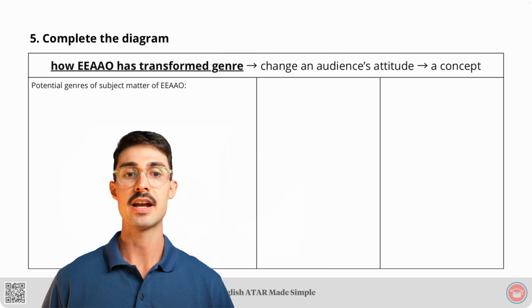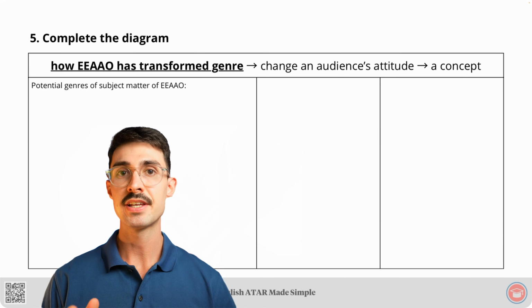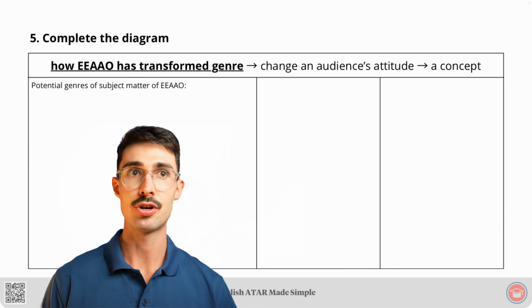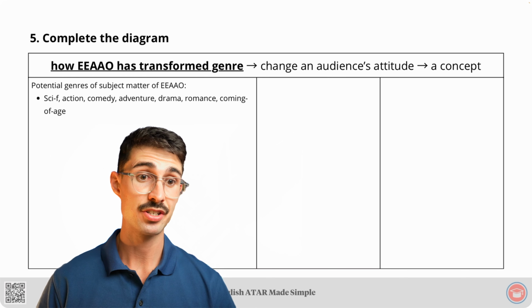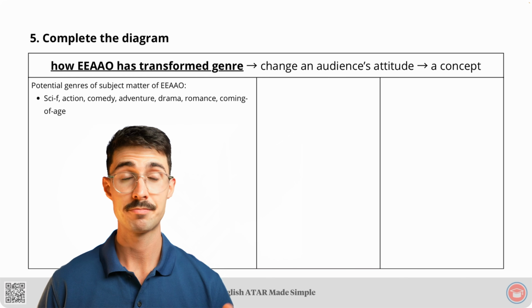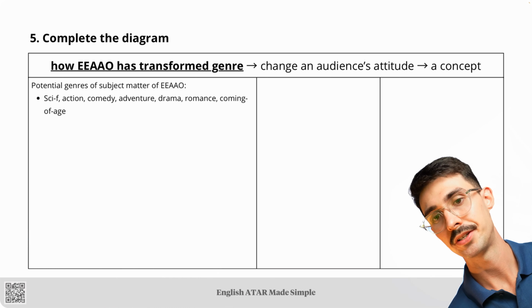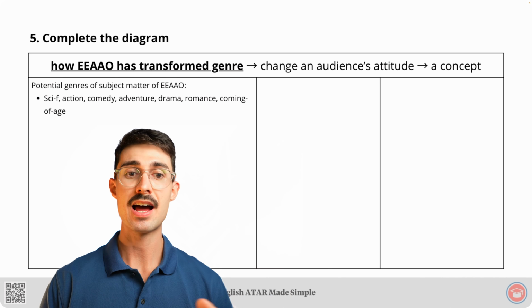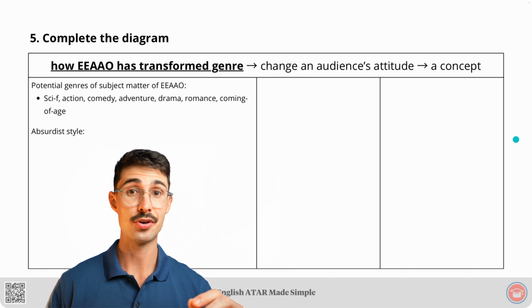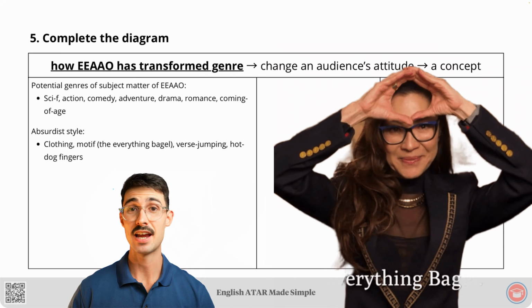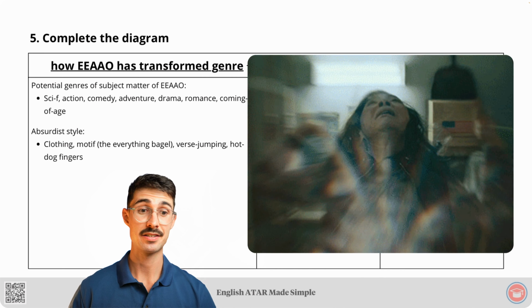Starting with how Everything Everywhere has transformed genre. The first thing we'd want to map out here is what the potential genres of subject matter of Everything Everywhere are, and they could include sci-fi, action, comedy, adventure, drama, romance, coming of age, or sci-fi. From there, we'd want to flesh out how Everything Everywhere transforms one or more of those genres. One way it does this is through its absurdist style. An absurdist style is an intentionally ridiculous or bizarre style, and it's pretty safe to say Everything Everywhere ticks this box through its clothing, the motif of the everything bagel, this idea of verse jumping, and hot dog fingers.